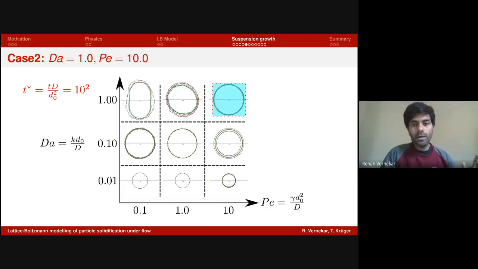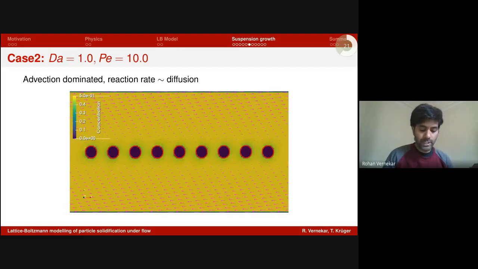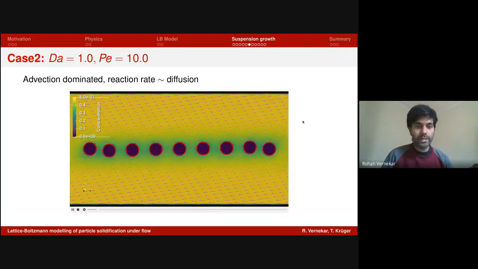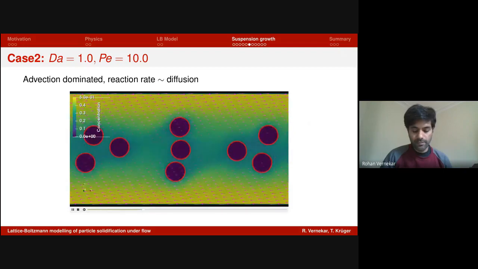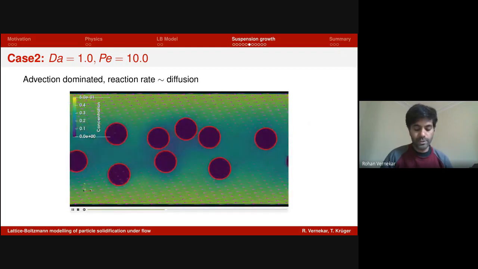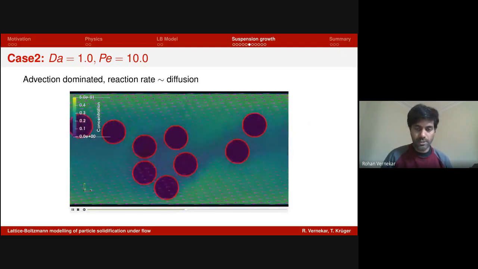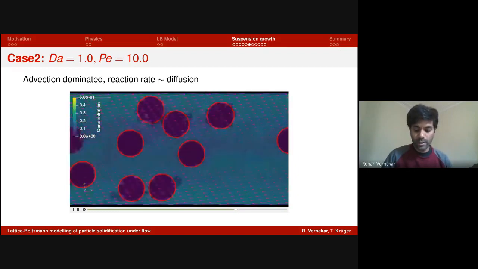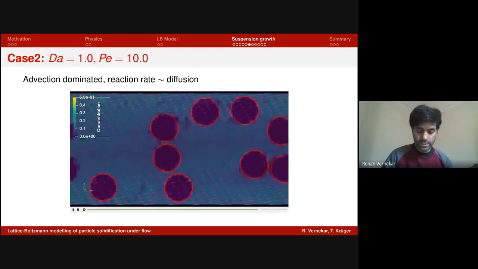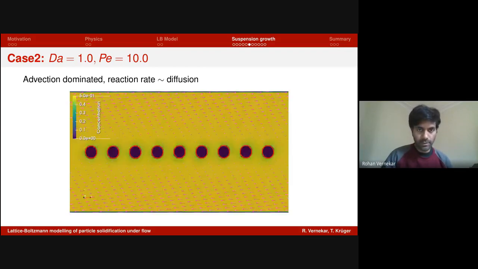Okay. So the next case is the large Peclet number case. And in this case, we're going to see an advection-dominated case. And the reaction here is limited by the diffusion, and particle rotation ensures that you have isotropic growth of the particle in all directions.